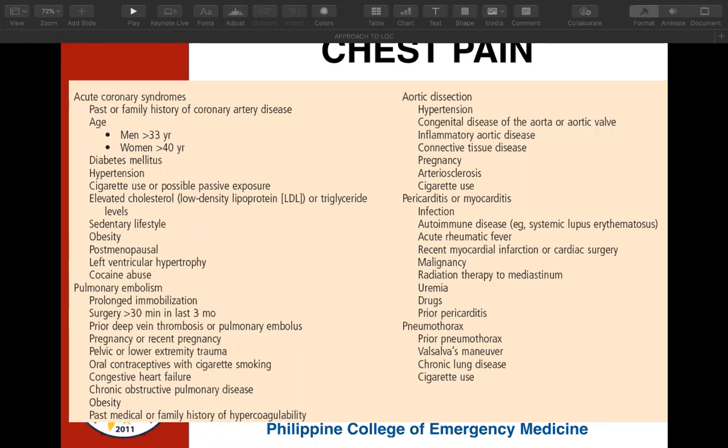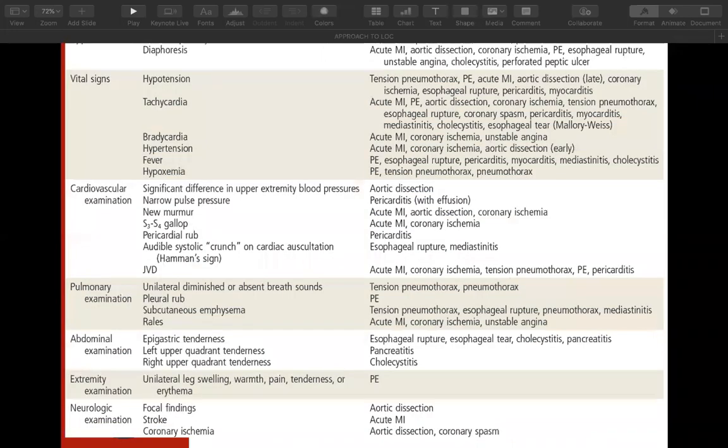So when dealing with a patient presenting with chest pain, you need to think of the risk factors. For example, is the patient hypertensive? Does the patient have diabetes? A sedentary lifestyle? Is the patient obese? Is the patient using cocaine? Or is she postmenopausal? Or has had cardiac problems or any comorbids? So these are the specific findings that you may find with a variety of causes.